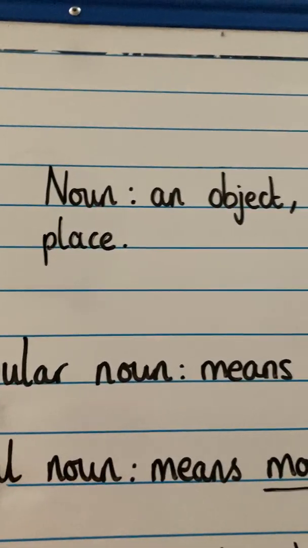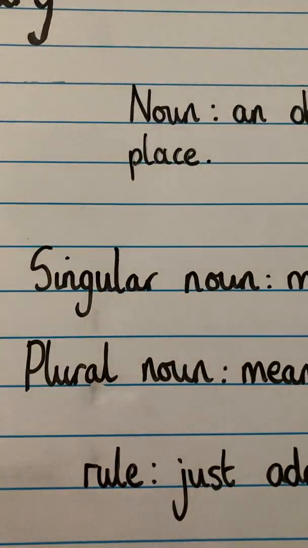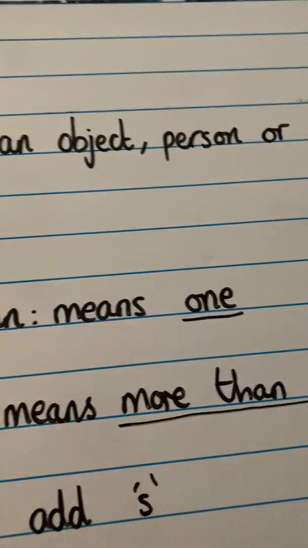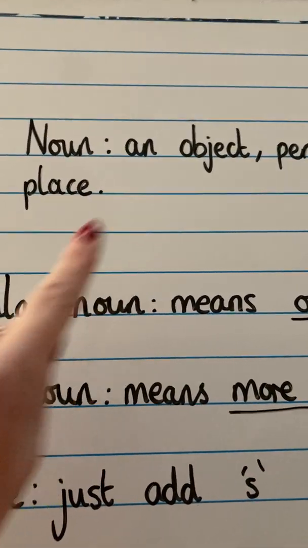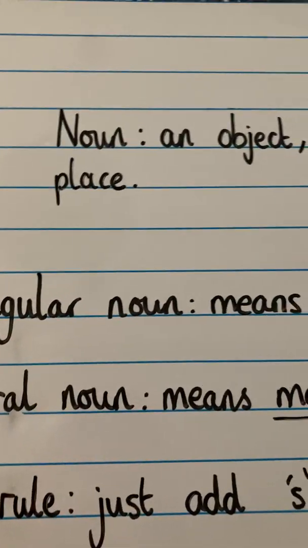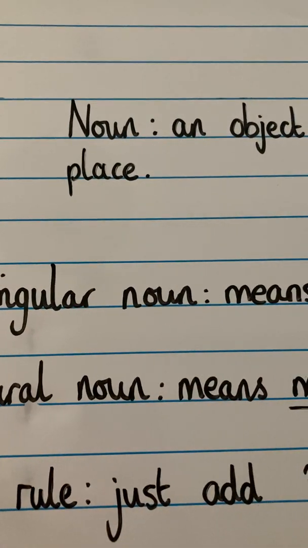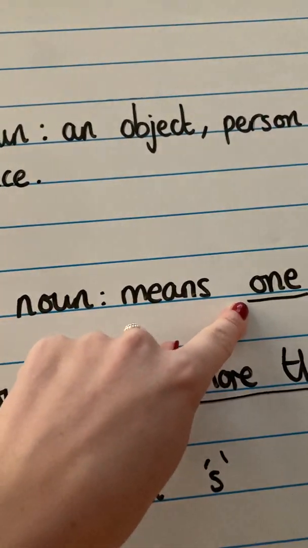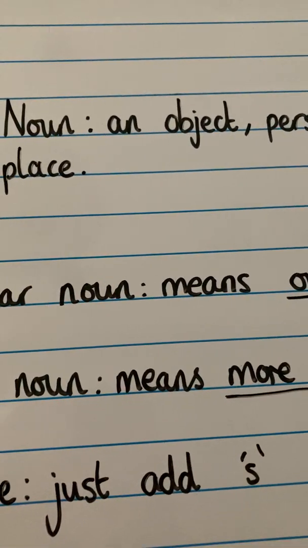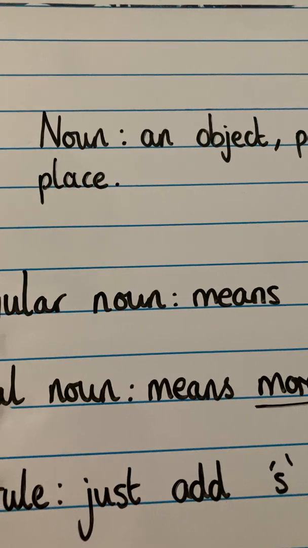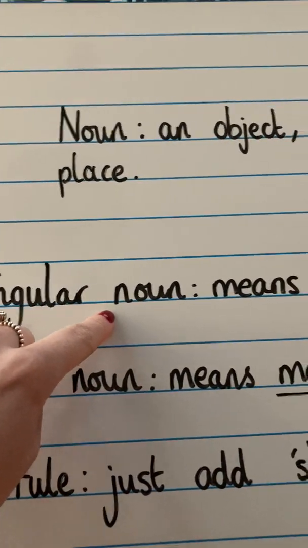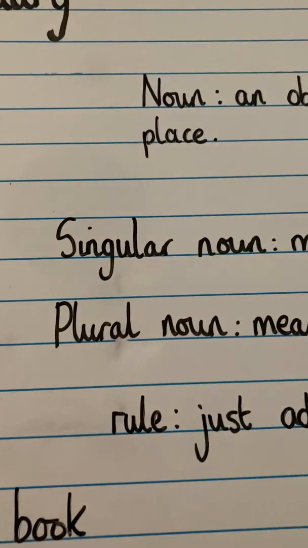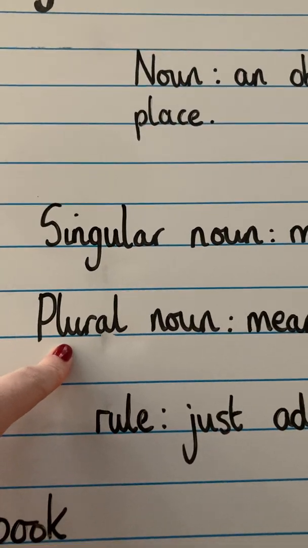Okay? So when we think of our nouns, you can have a singular noun. Now this means one. So if you have one of those things, that's what we call a singular noun. For example, if you have the word boy, that is a singular noun because that means there is just one boy. If you have the word table, then that's a singular noun because that means you've just got one table. But today we're going to be looking at something called plural.